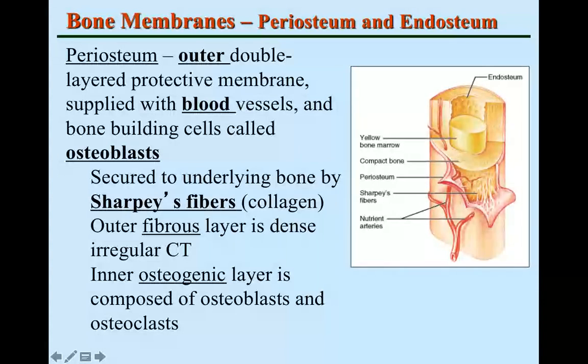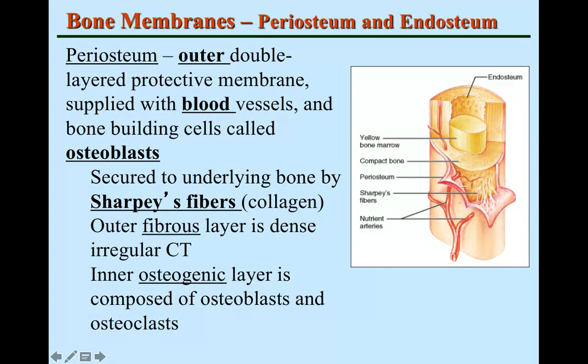Okay, covering all of our bones, we have a membrane called the periosteum. It's a double layer membrane. You can see it here. It's been pulled back here, and you can see all these little fibers that are holding it together. So these little fibers are your Sharpey's fibers.